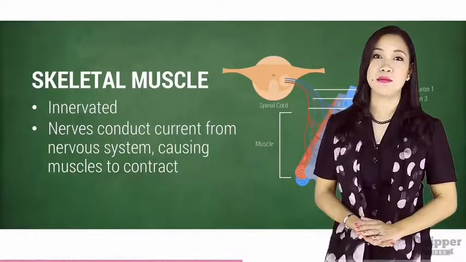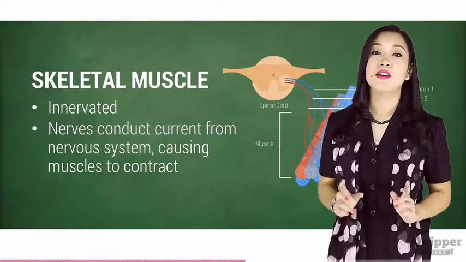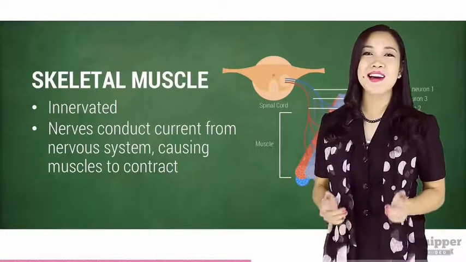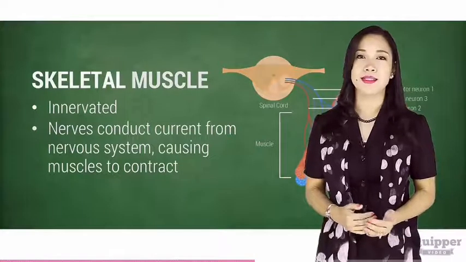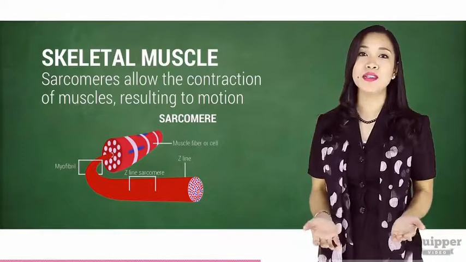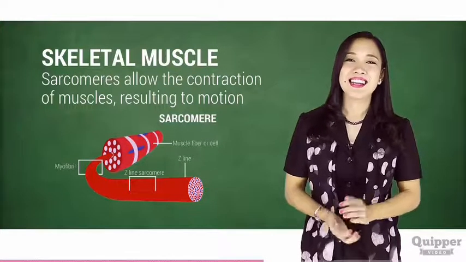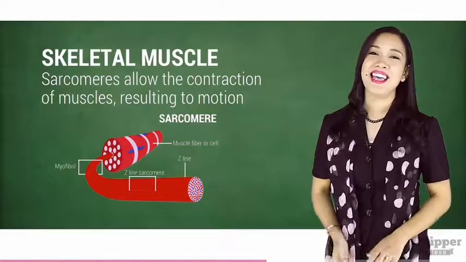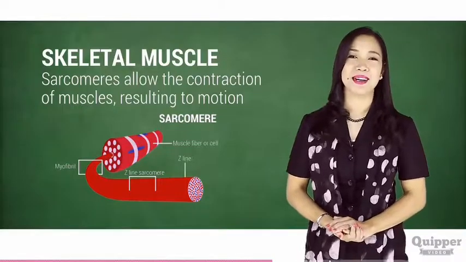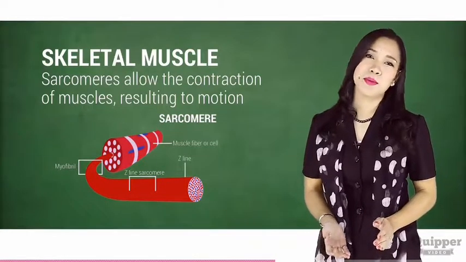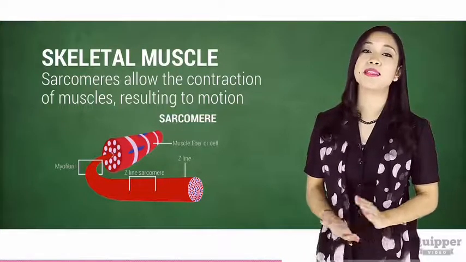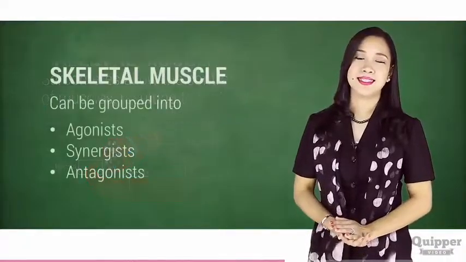Electrical current from the nervous system is conducted through our nerves, causing muscles to contract. When the muscles contract, the pulling of one bone towards another causes the movement. What allows the contraction of muscles resulting in the motion are the sarcomeres. Look at this muscle fiber or cell. It contains sarcomeres, which are the motor units or basic units of skeletal muscles. A sarcomere is composed of long, fibrous filaments that slide past each other when a muscle contracts or relaxes.